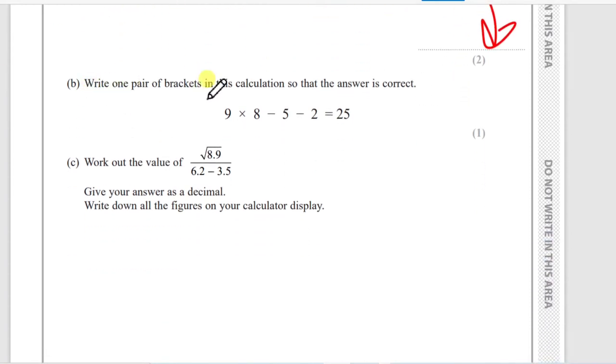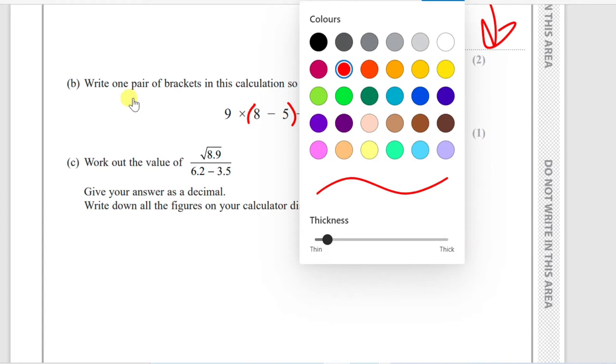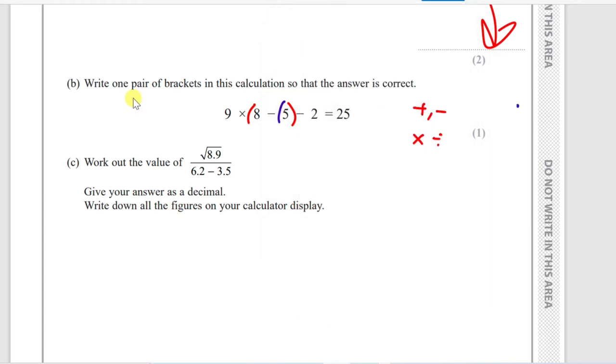Now B, write one pair of brackets in this calculation so that the answer is correct. So 9 times 8, take away 5, take away 2, it has to give us 25. My tip is always put a bracket where the plus or minus signs are. If you put it where the times or divide sign is, it doesn't change the value at all. So for example, you could put a bracket here, or you could put, I'll change the color, a bracket like here. So either the red or the blue.